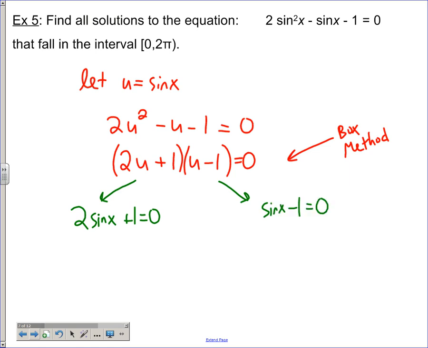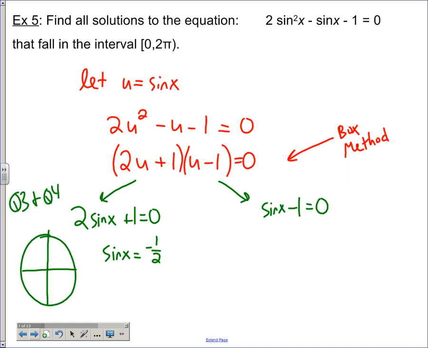Let's work on the left one first. We're going to subtract 1 and divide by 2, so we get sine of x equals -1/2. So that gives us, based on the unit circle, sine is negative in quadrants 3 and 4, and -1/2 would be at 7 pi over 6 and 11 pi over 6.